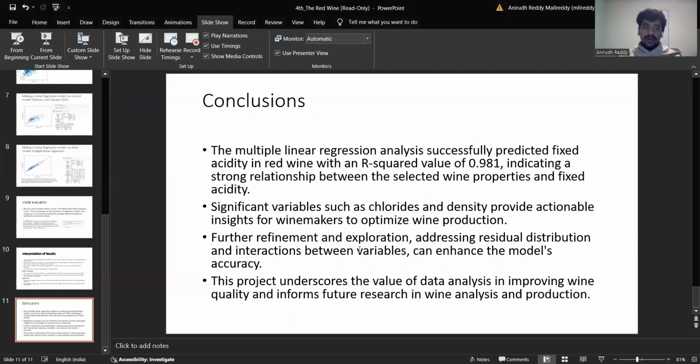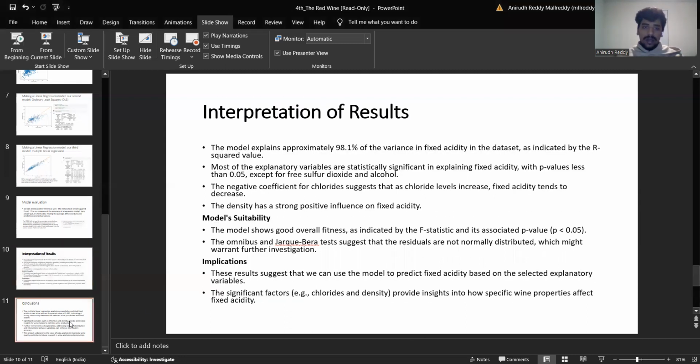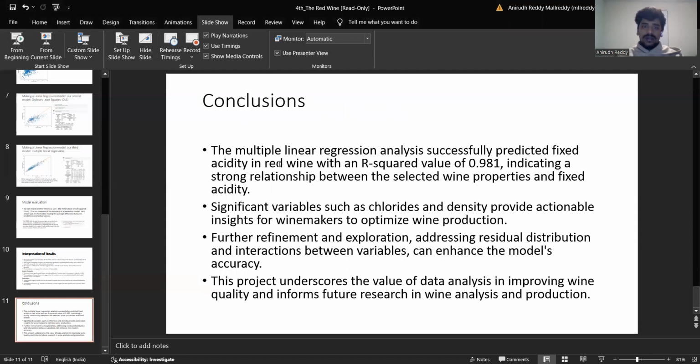So yeah, we're coming to the conclusion. Here we have concluded that the multiple linear regression analysis successfully predicted the fixed acidity of a red wine. And again, I'm mentioning I have used the red wine dataset. So this multiple regression has successfully predicted the acidity of the red wine with an R squared value of 0.981, indicating a strong relationship between the selected wine properties and the fixed acidity.